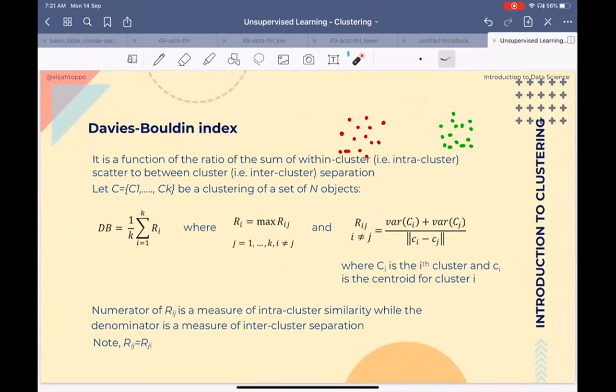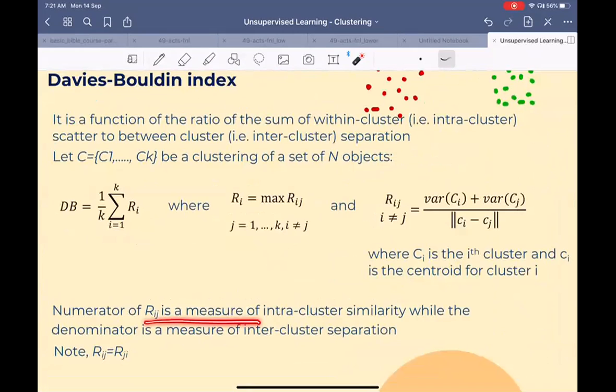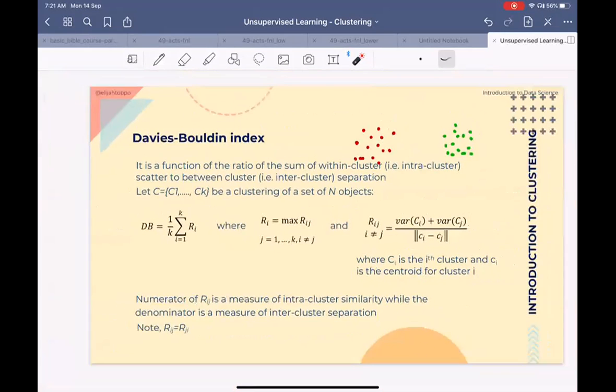The numerator of Rij is a measure of intra-cluster similarity, while the denominator is a measure of inter-cluster separation. So they put these values inside, and once we have that matrix for each pair, we have to find the maximum of that matrix, and the maximum gives us the Davies Bouldin index. We'll have to try it and see how things turn out.